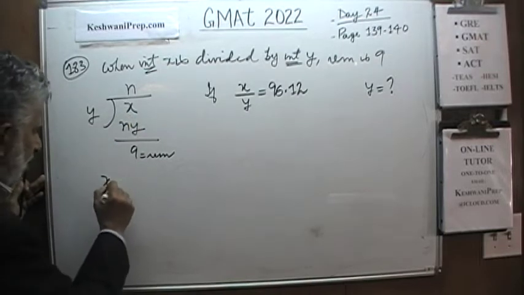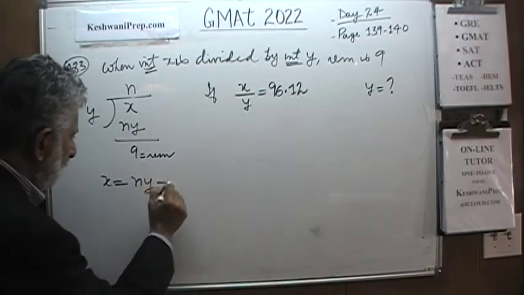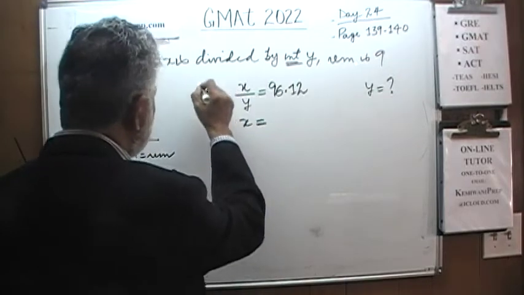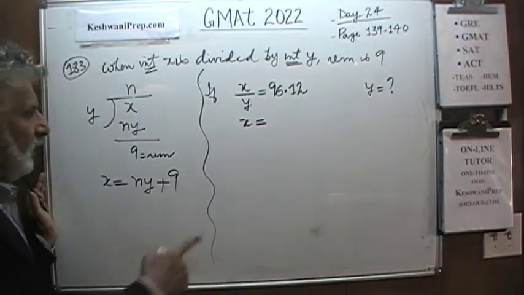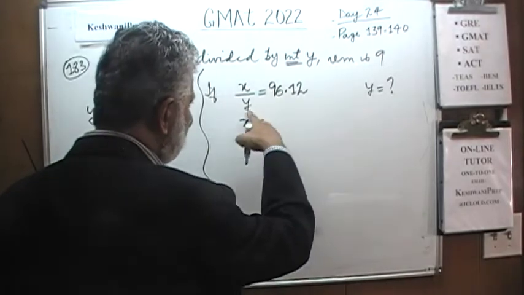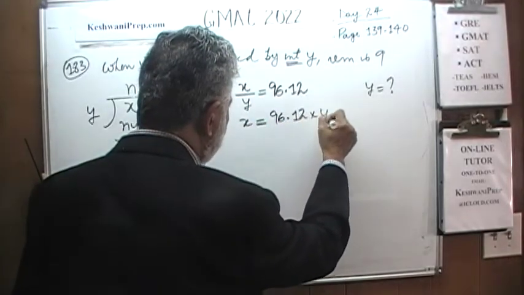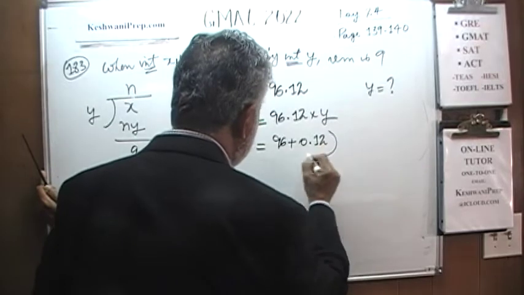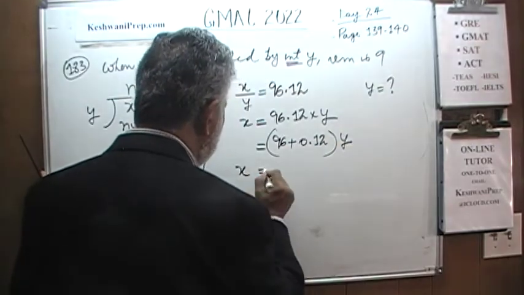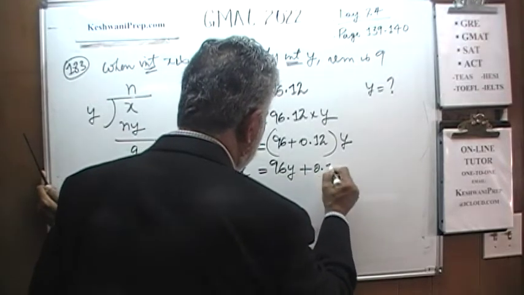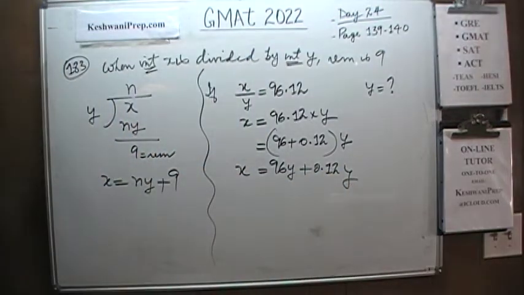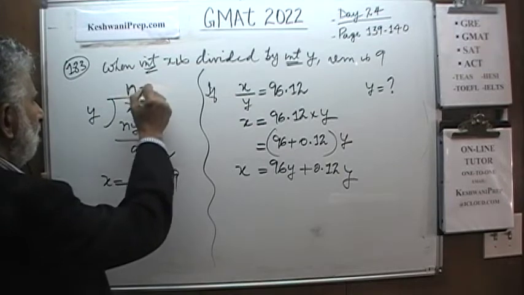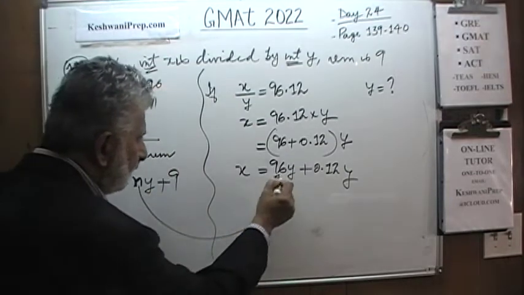From here we can see that x is going to be equal to n times y plus the remainder. And this tells us that x must equal, let's keep the two separate here, let's put a demarcation, 96.12 times y. 96.12 can be written as 96 plus 0.12, times y. In other words, x is equal to 96y plus 0.12y. That tells us that our n here, however many times it went a complete cycle, must equal 96.